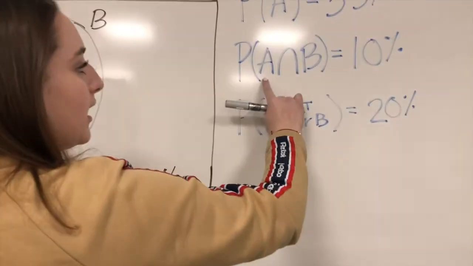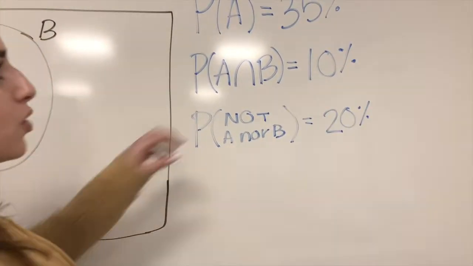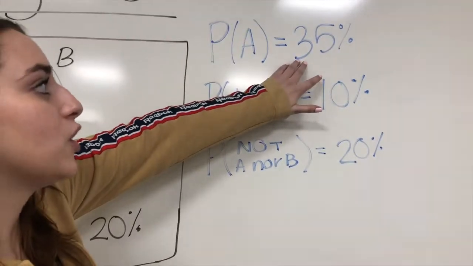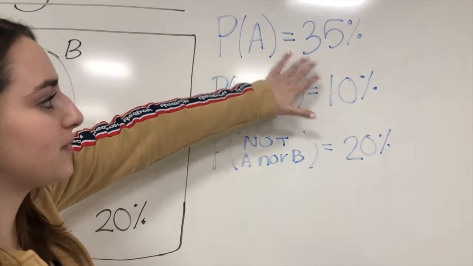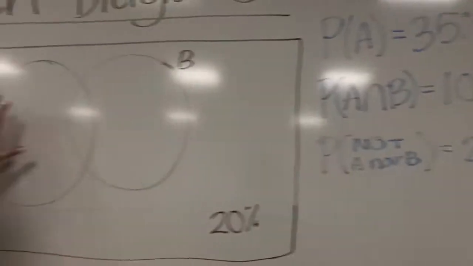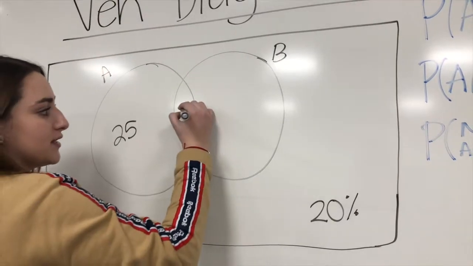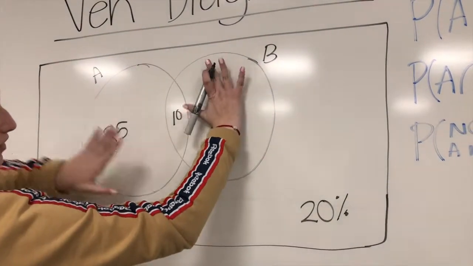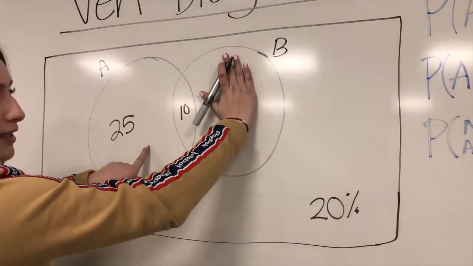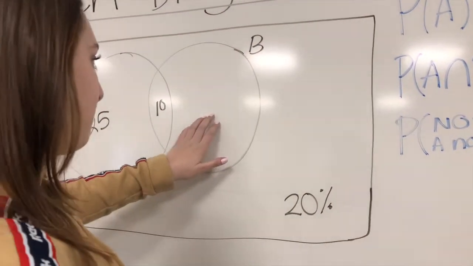We know that A intersection B is equal to 10%, but we also know that it's P(A) equals 35. So what we're going to do is we're going to subtract 10% out of 35, and we're going to put here a 25%. And over here, we're going to put the 10%. So if you add this side of the circle, it is 35%. So now we just need to figure out what the number is inside here, okay?